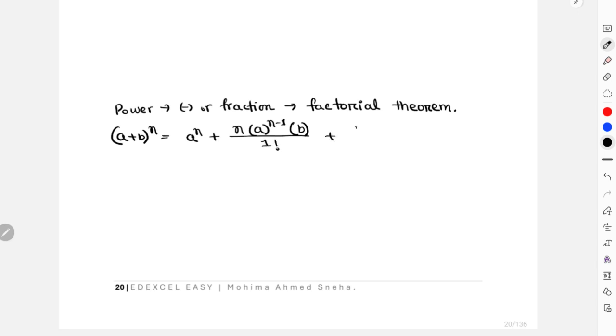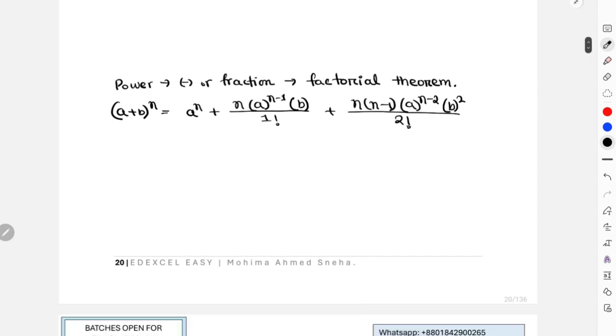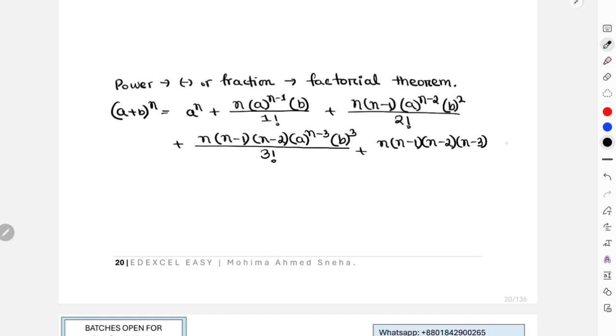And then for the next term you have n times n minus 1, a power n minus 2, b power 2 divided by 2 factorial, plus n times n minus 1 times n minus 2, a power n minus 3, b power 3 divided by 3 factorial. Then again n times n minus 1 times n minus 2 times n minus 3, a power n minus 4, b power 4 divided by 4 factorial, right? This will continue in the factorial format.